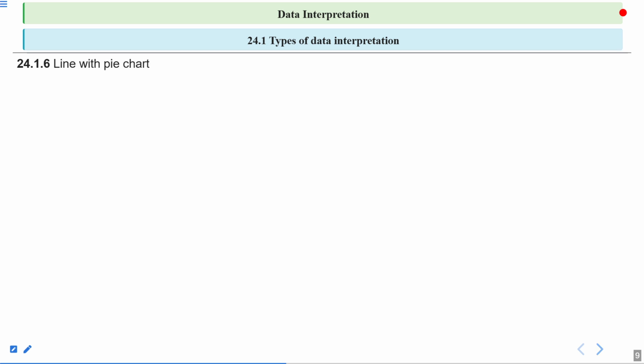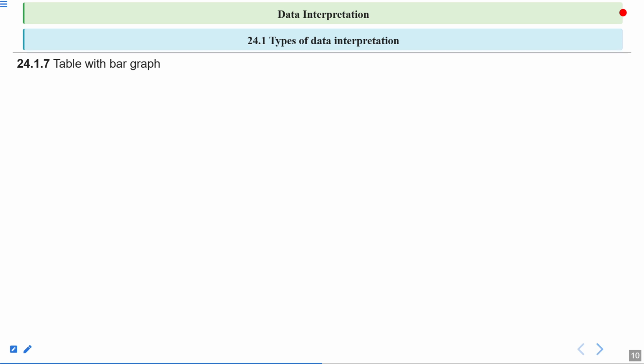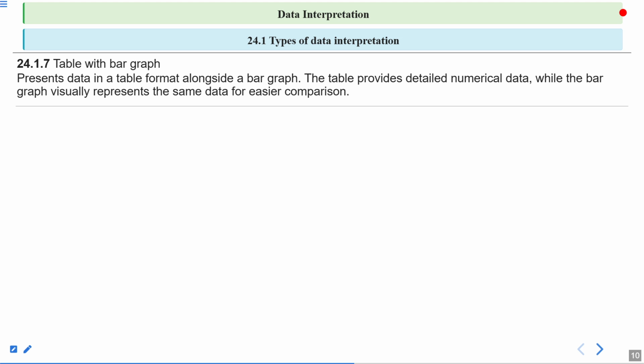Next one, line with pie chart. So combine a line graph showing trends over time with a pie chart showing parts of a whole, useful for comparing overall trends with specific category breakdowns. Next one, table with bar graph. Present data in a table format alongside a bar graph. The table provides detailed numerical data while the bar graph visually represents the same data for easier comparison.